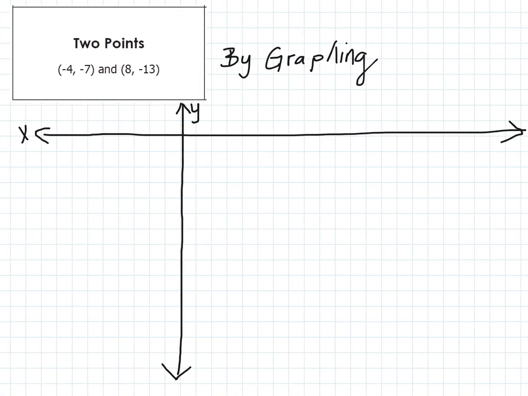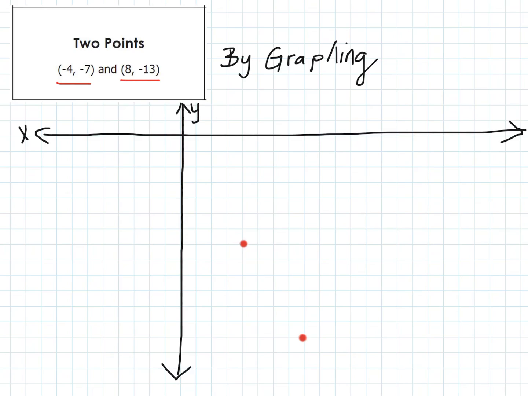And our last one right here. If I give you 2 points, can you write the equation of the line? So let's do it first with the graphing method. Remember, the graphing method tells you to plot both of these points. So I'm going to count over 8 and then go down 13. And I plotted that point, and now I'm going to do -4, -7. All right, so I have both of my points that they gave me plotted.